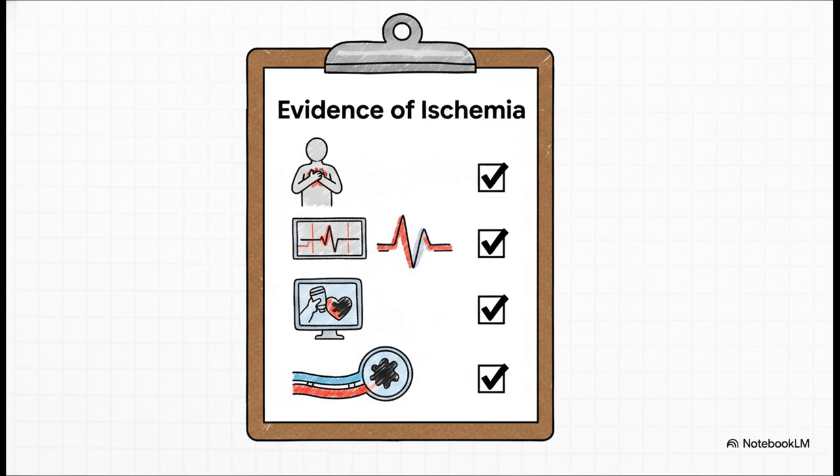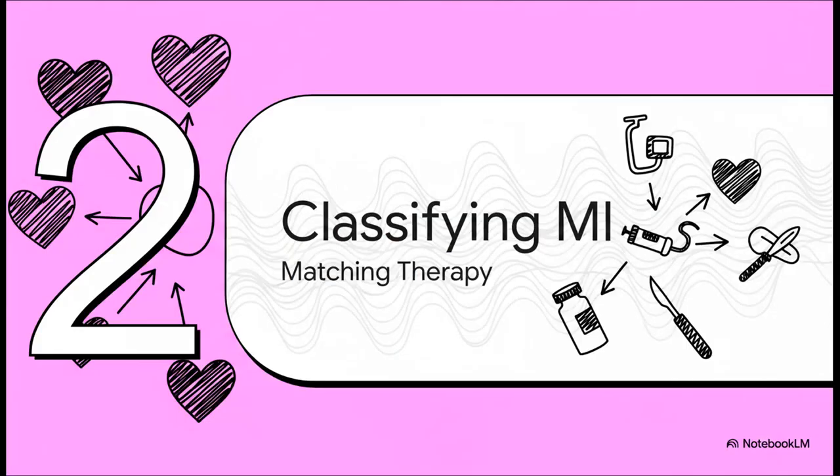It could be the classic symptoms we all know, like chest pain or shortness of breath. It could be new, specific changes on the ECG, or it could be the development of pathological Q waves, which are a sign of irreversible cell death. Fourth, you could have imaging evidence, like an echo showing a new problem with how the heart wall is moving. And finally, the most direct proof of all, actually seeing the clot in the artery, either on an angiogram or at autopsy.